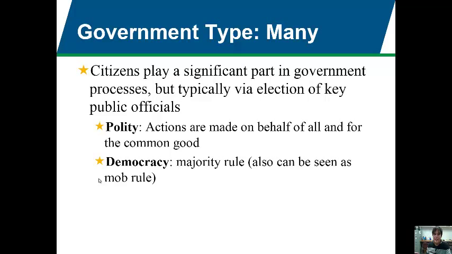You have citizens that play a significant part in government, and they definitely participate in elections of key public officials. So the two key terms for a government type that includes many are polity, where actions are made on behalf of all and for the common good, and then you have democracy, where democracy determines majority rule. Also going to be seen as mob rule, and we're going to get into mob rule just a little bit later. But know that democracy generally abides by the principle of majority rule.